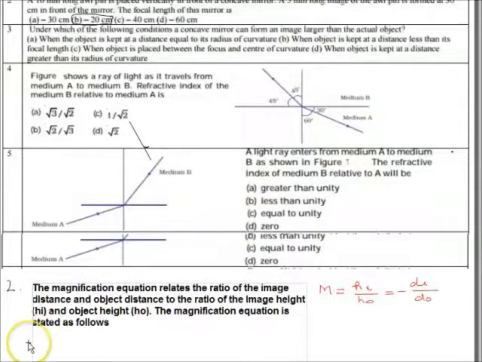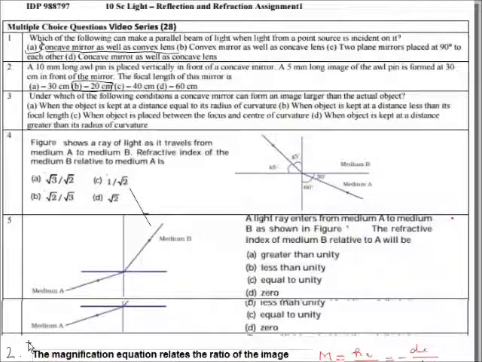So question number 2. Here a 10 millimeter long awl pin is placed vertically in front of a concave mirror. A 5 millimeter long image of the awl pin is formed at 30 centimeter in front of the mirror. The focal length of this mirror is. Now the correct answer is B, but let us examine how it is.